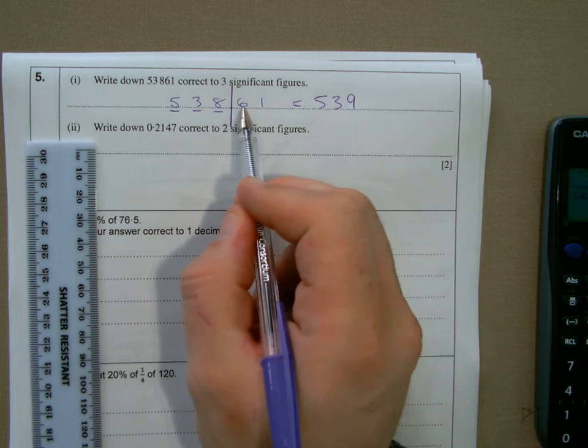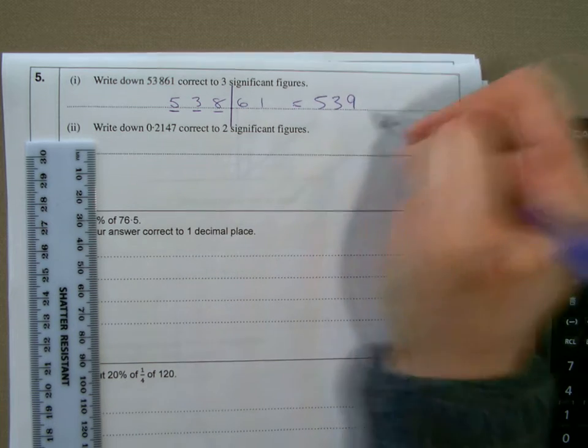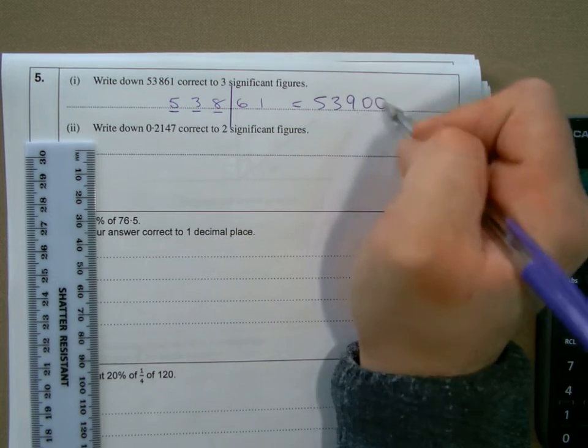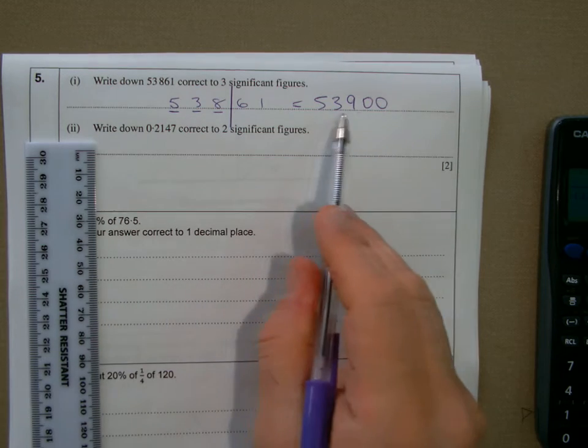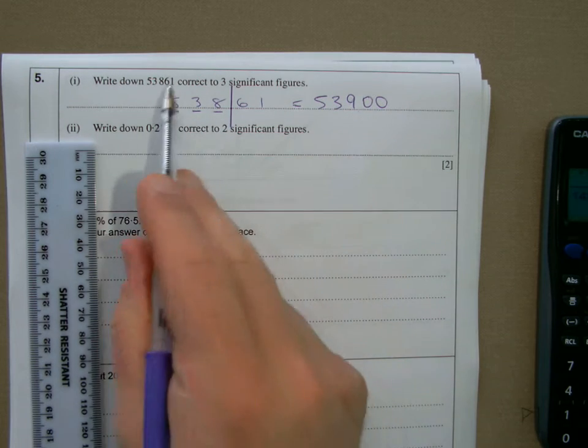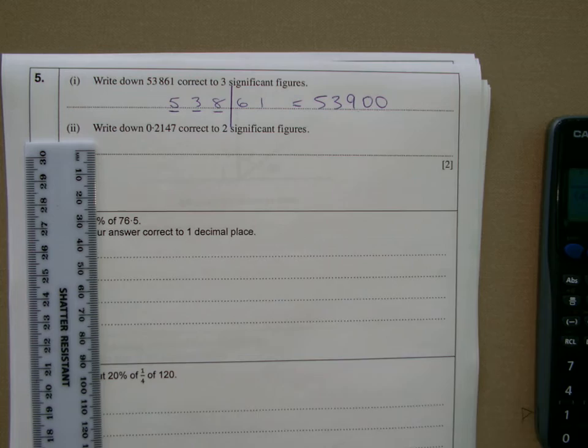So what I'm going to need to do, I'm going to need to replace these with zeros, okay? I'm going to replace them with zeros, so then I recognize the actual value of it. So yeah, 53,900 is pretty close to that, yeah? We've got it rounded there, three significant figures.